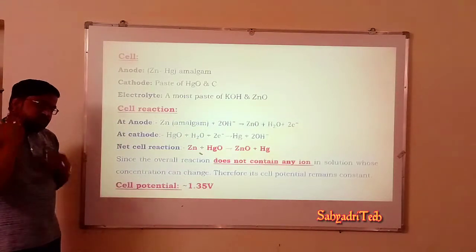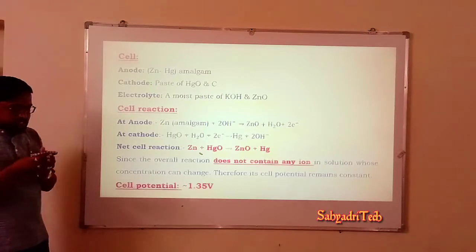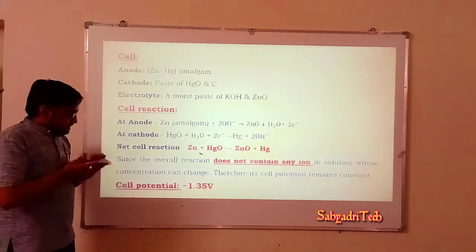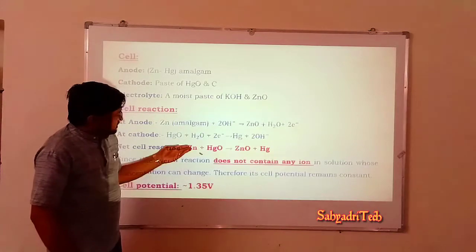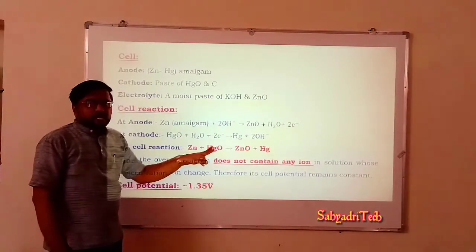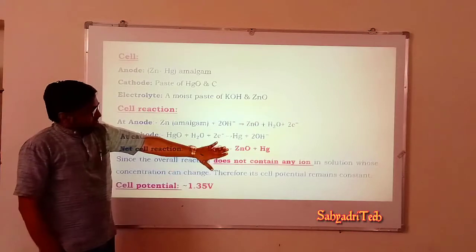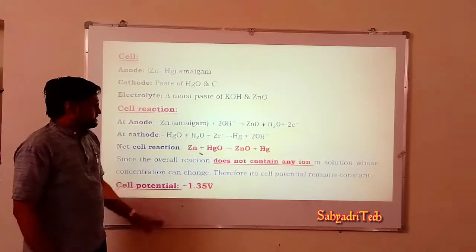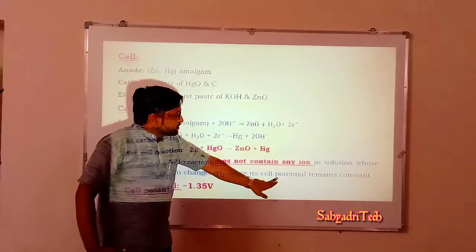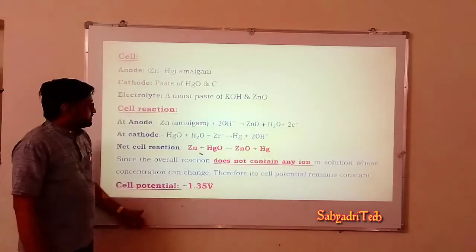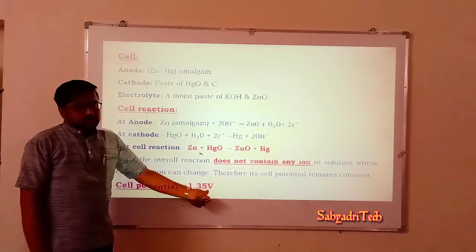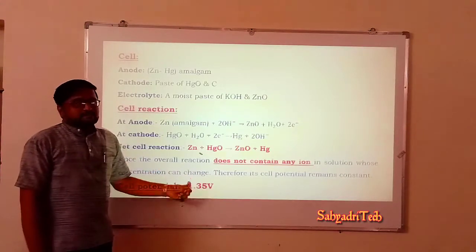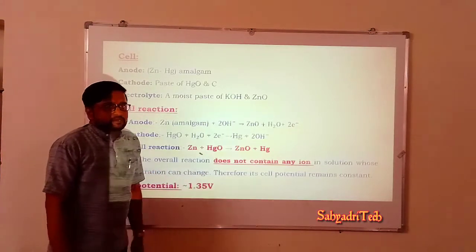If there are ionic species, what happens? Their concentration is going to change during a chemical reaction, but here there is no such case. There is no ionic species, therefore the concentration remains the same, unchanged. Therefore, its cell potential remains constant. And what cell potential is produced here? It is around 1.35 volt. It is the cell potential produced by the mercury cell.